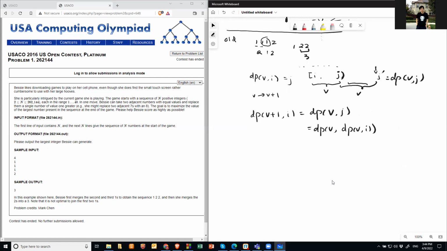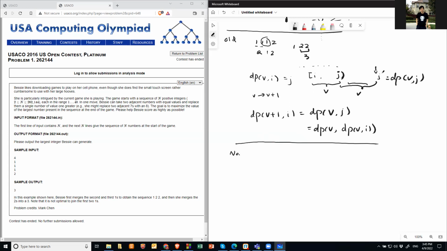So this problem is very similar to the last problem. The only difference is that it's not two numbers being the same; you take the maximum. That is very easy. If we follow the same concept, it is very easy to do. This is how we're going to do it, since we always go from v to v plus 1.